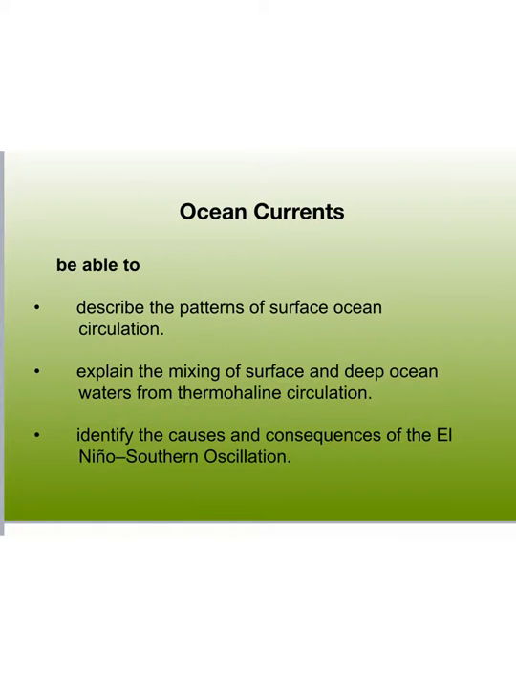By the end of this presentation, hopefully you'll be able to describe the patterns of surface ocean circulation, explain the mixing between surface and deep oceans, and what it's called a thermohaline, but there's also a halocline and a thermocline circulation, and then identify what causes El Nino.